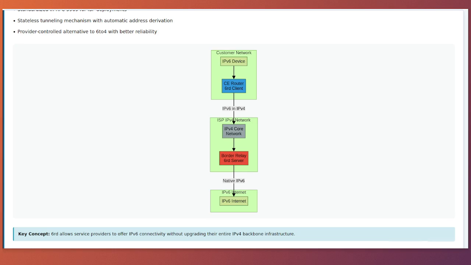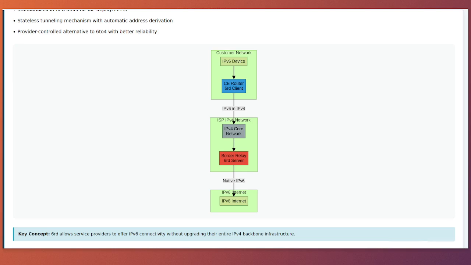What makes 6RD particularly interesting is its stateless nature. Unlike some other transition technologies that require maintaining connection state or translation tables, 6RD uses a deterministic mapping between IPv4 and IPv6 addresses. This means there is no need for complex databases or synchronization between different network elements. The mapping is mathematical and automatic, which significantly reduces operational complexity and improves reliability. Every customer gets their own IPv6 prefix that is derived from their IPv4 address, and this relationship is maintained consistently throughout the network.